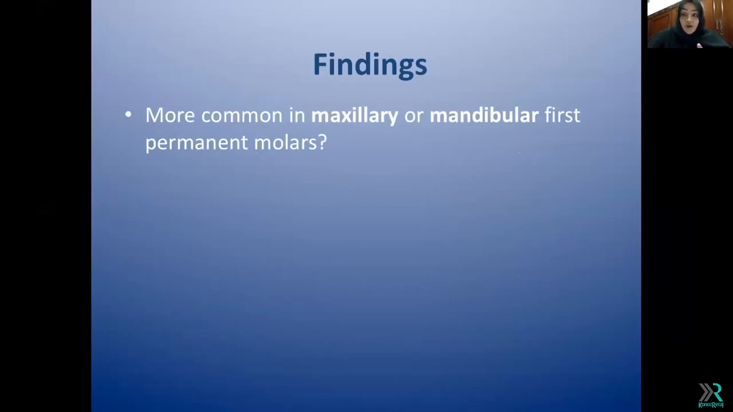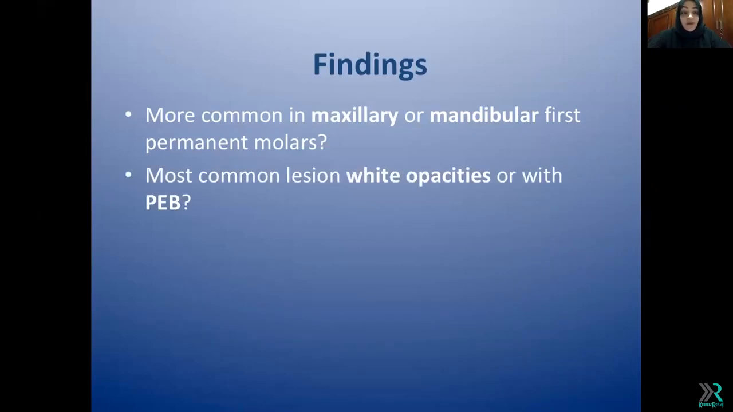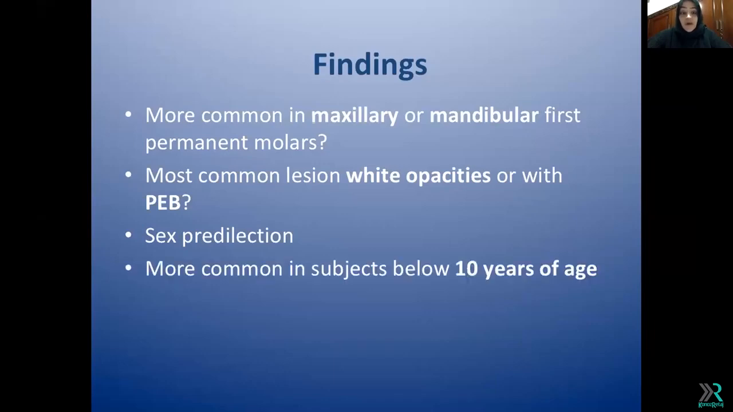Regarding which is more common, the maxillary or the mandibular first permanent molars, we have conflicting results. Some of the studies say that the maxillary first permanent molar is more common, others say otherwise. Regarding which is more common, the less severe lesion without post-eruptive breakdown or the well-demarcated white opacity, we also have conflicting opinions about that. There's no sex predilection, and it's more common in subjects below 10 years of age.